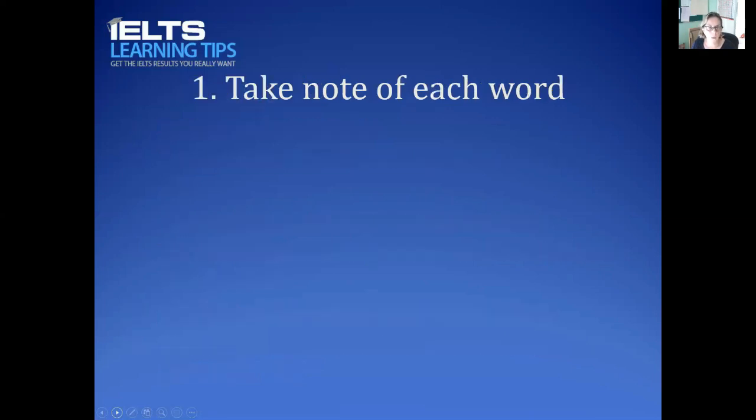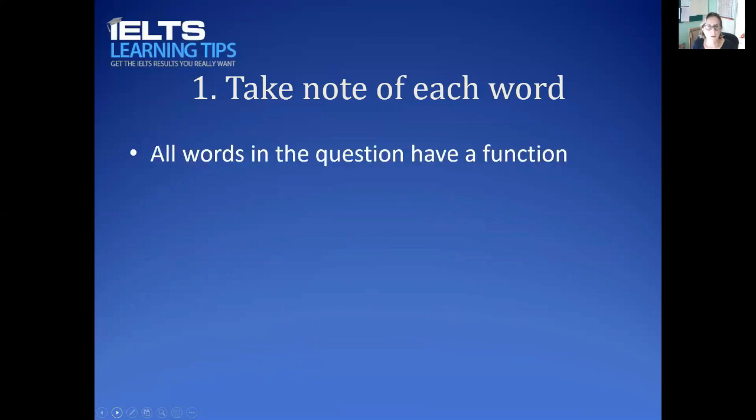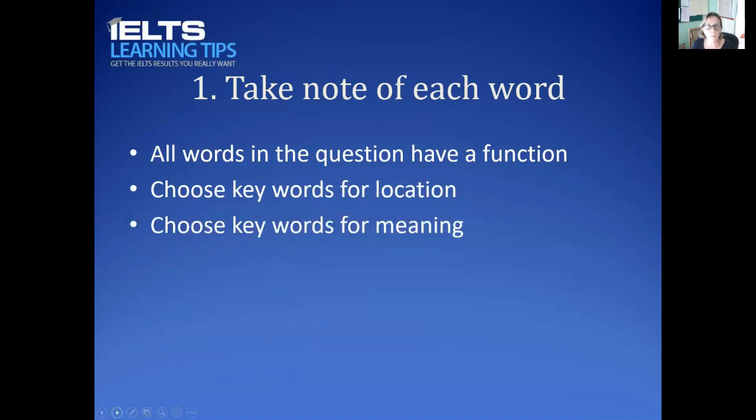Okay, so let's start with the first one, which is take note of each word. Everything has a function. Some of them, like "the", may not be important for the answer, but others, like adverbs and adjectives, will be. You've got to ask yourself, why is that word there? Choose good keywords. You need some for location, typically numbers and names are easy, but there will be others that will help you find the place. And then you need some for the meaning, some to actually help you find what it is you're looking for. And then please take note of other small words, as I mentioned before, adjectives, adverbs. Sometimes the tense that's used might be important.